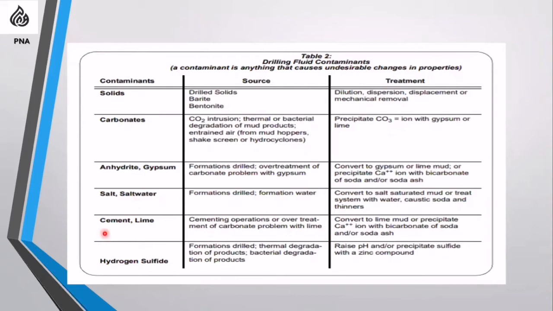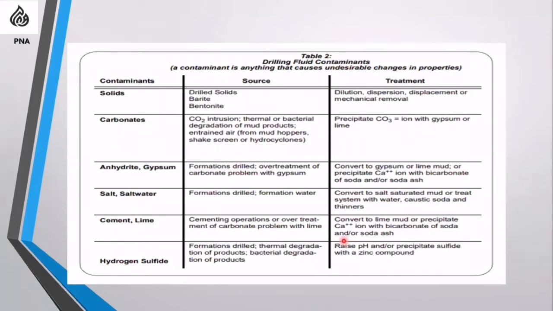Cement or lime, the source is the cement operation. That's why after each drilling out of cement, we have cement contamination, treated by soda ash or sodium bicarbonate or citric acid. But commonly we treat it by sodium bicarbonate. Also lime, if we have lime from formation or over-treatment, we will treat it by soda ash or sodium bicarbonate.